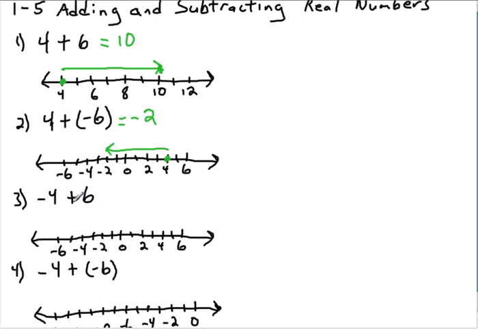Down here, we have negative 4 plus 6. Starting at negative 4, we're going to go to the right because we're adding a positive number. 1, 2, 3, 4, 5, 6. And we end up at 2.